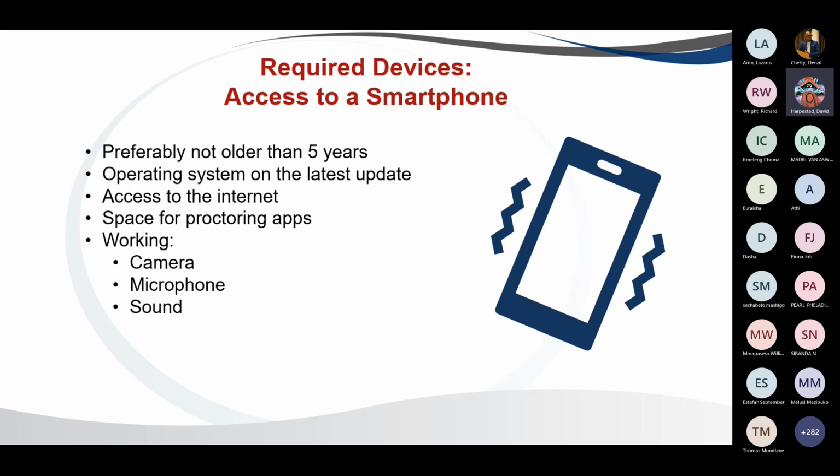Preferably not older than 5 years, guys, because technology moves so quickly. The later versions of phones tend to have better apps and they tend to function better, and they also have much bigger built-in drive space. So it definitely will make life a lot easier for you. Always make sure your operating system is up to date. So maybe pop down to campus if you don't have that much data, connect to the UNISA Wi-Fi and do a quick check that all your applications are up to date, especially the operating system, because that one can be quite big to download.